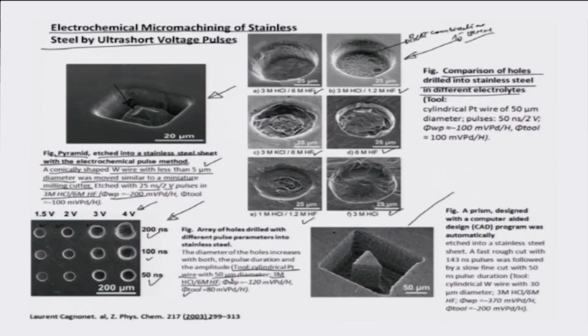Here again is a very beautiful SEM picture of a prism. This has been designed with a computer aided program, and it was etched in stainless steel. This was actually done with a fast rough cut of 143 nanosecond pulse duration using ECMM, and then there was a slow fine cut of 50 nanosecond pulse duration used in this particular case. The tool in this was again a cylindrical tungsten wire with 30 micrometer diameter.